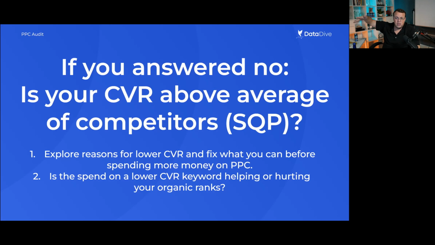Is it your main image? Is it your price point? Do you need a coupon? Do you need to run deals to increase your average conversion rate every month? What can you do to increase conversion rates? We already looked at it.